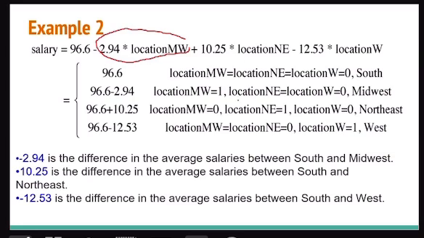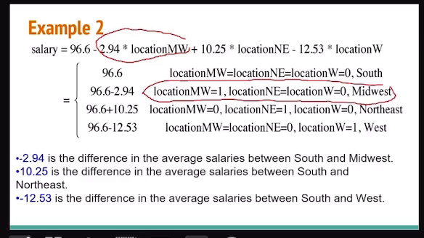Now, take a look at this. Why am I doing this? I'm saying Midwest equals 1. Don't forget, I'm using 1 and 0. When Midwest equals 1, every other location is going to be 0. I'm focusing on the Midwest. Now what is going to happen if I really want to estimate the average salary in the Midwest? It's going to be 96.6 minus 2.94. Is there any question about that?